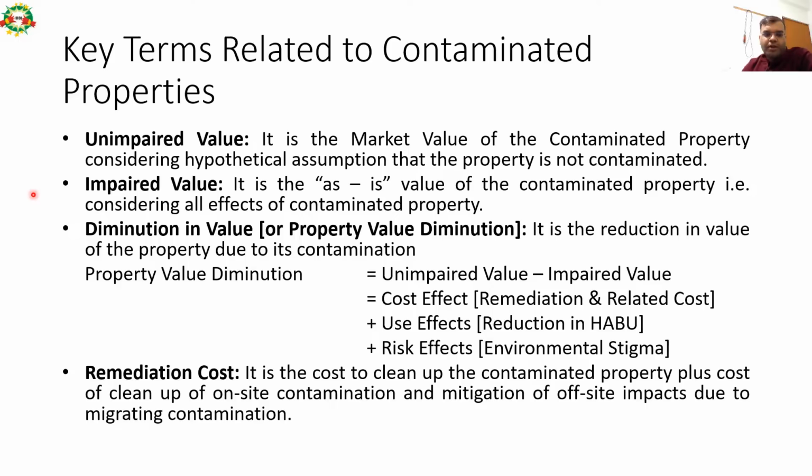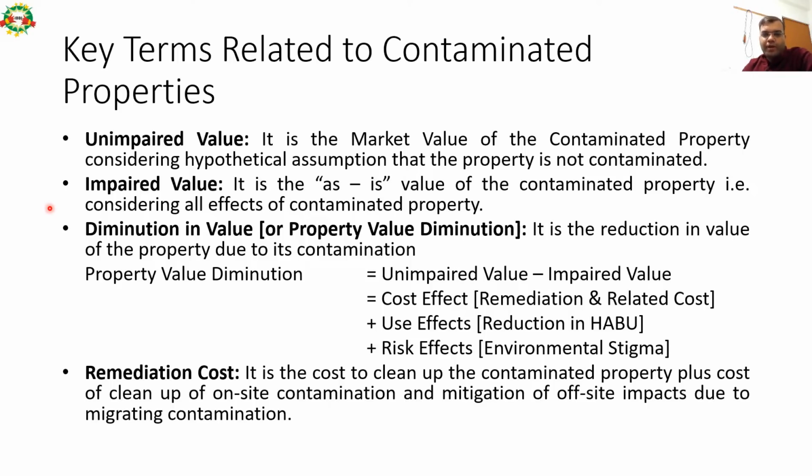So the first important terminology which you may come across is unimpaired value. So what is it? It is the market value of the contaminated property considering the hypothetical assumption that the property is not contaminated. So this is the market value of a normal property.